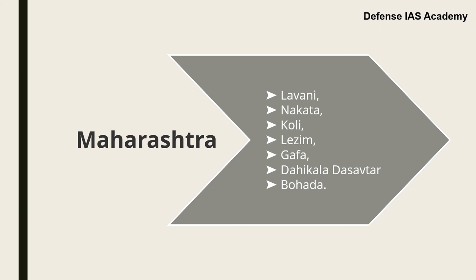Okay, and the dress or the costume is, they wear colorful tunics, dhotis and handkerchiefs, and sway in sync to the beats of the drum. Okay, so that is the Dangari Gaja of Maharashtra. It's not listed over here.